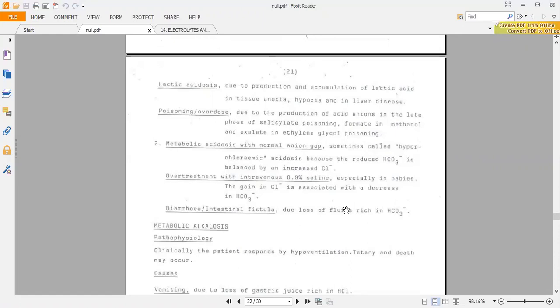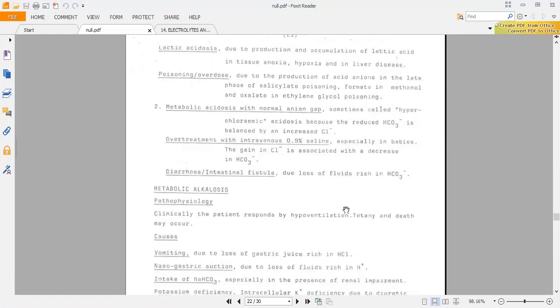Now let's go to a condition. There is also another condition where you are losing intestinal fluid: diarrhea. If you have diarrhea or you have an intestinal fistula, where there is an abnormal connection between your intestine and the environment, you are losing a lot of fluid.